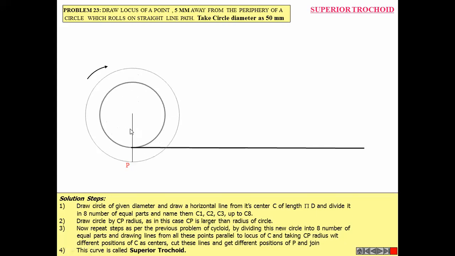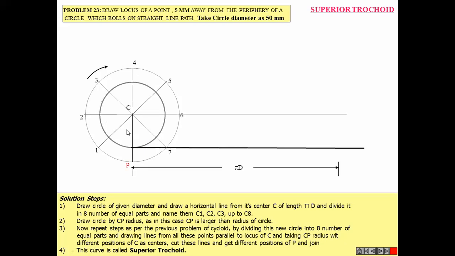Okay, so we will also mark it. That means have some radius, a circle of it, because it will travel in a circular path only. We will divide this path, divide this circle into equal parts. We give names. Now from the center we will draw one horizontal line equal to pi d.